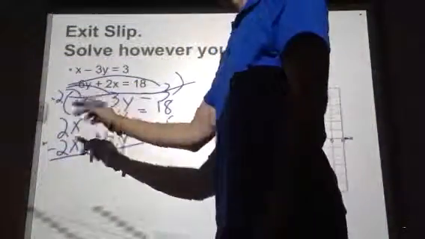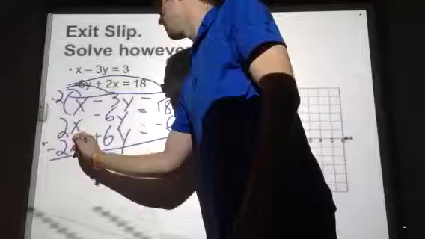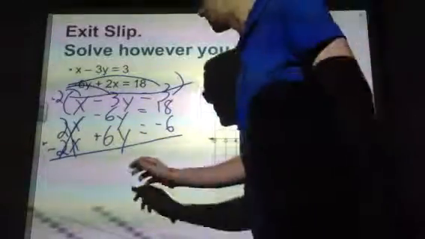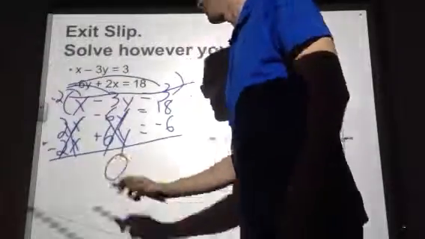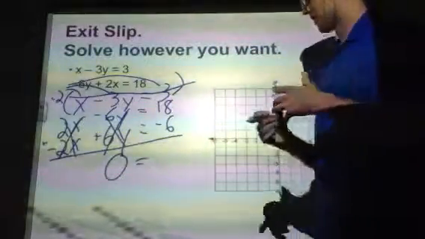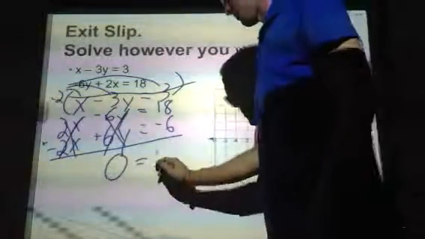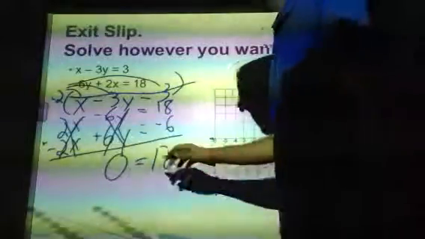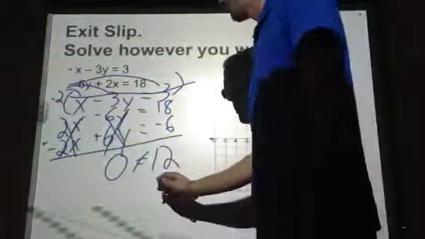We're going to add the system so we can cancel out the x's. 2x plus a negative 2x. Those are going to cancel out. That's going to be 0x. Negative 6y plus a positive 6y. Those are going to cancel out. So there's nothing on that side of the equation. Okay? 18 plus a negative 6 is going to be 12. So when is 0 going to equal 12? It's not. It's never going to be true.